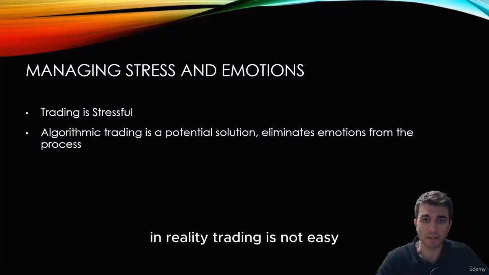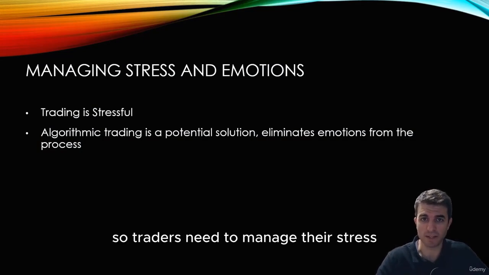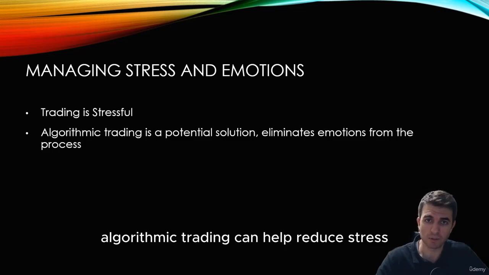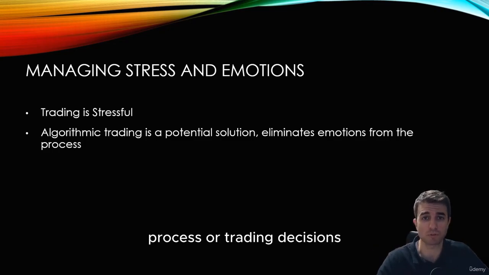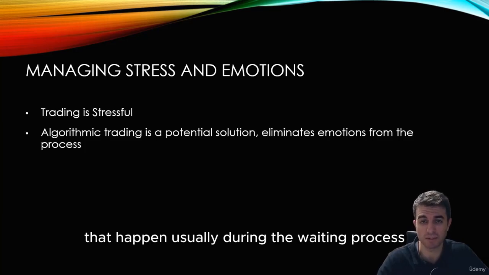In reality, trading is not easy and can be a stressful activity. So traders need to manage their stress and anxiety levels to make rational decisions. Algorithmic trading can help reduce stress and anxiety levels by automating a part of the trading process or trading decisions and eliminating these emotional biases that happen usually during the waiting process.